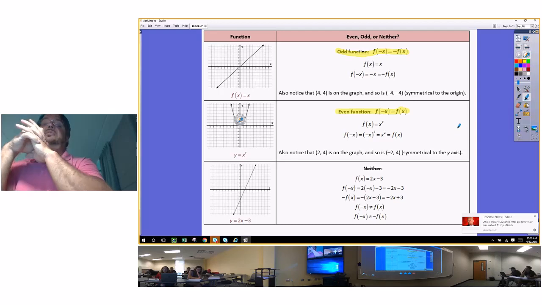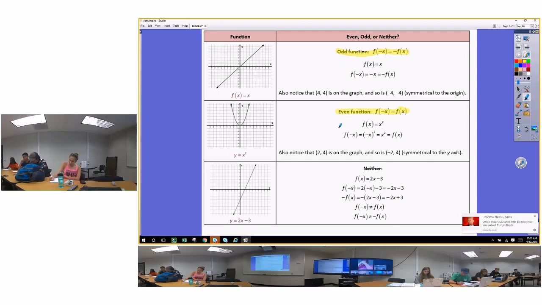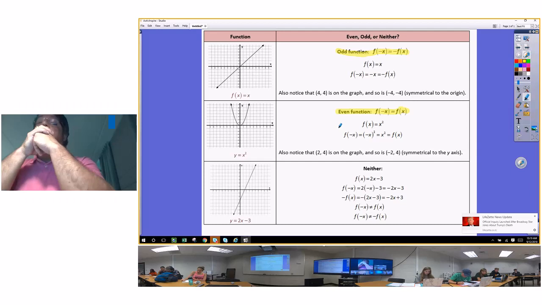If the function is even, that means it's symmetrical to what axis? To the y-axis, Hubert. That's right. So that means it flips. It's a mirror image around the y-axis or the origin. And if it's not those two things, it's what? Neither.